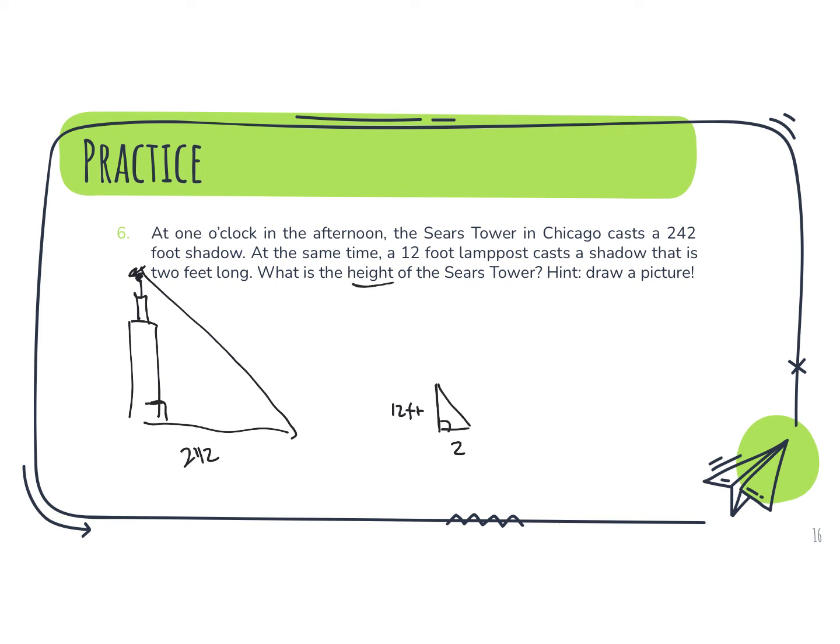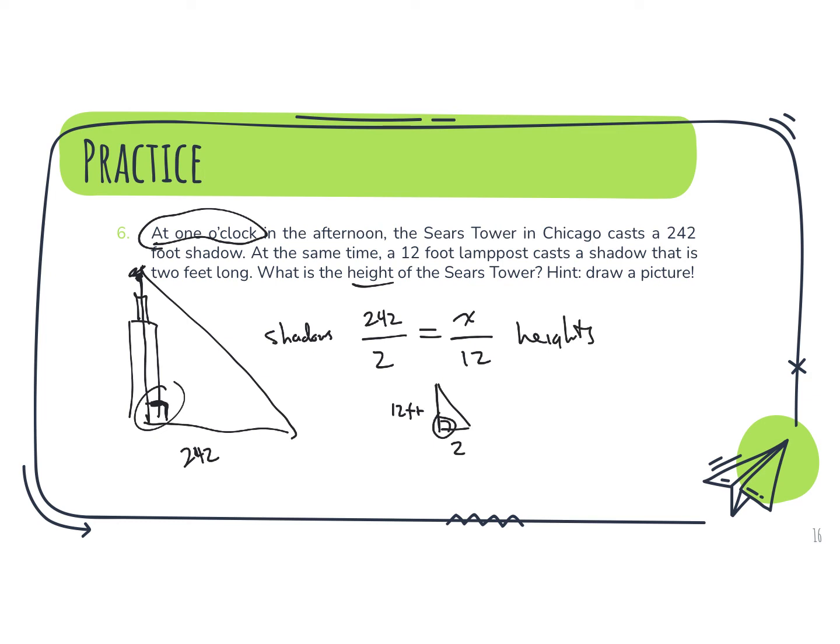Okay, so we're assuming that they're both right triangles. We're assuming that they're at the same time, so I can call the triangles similar. So now I'm going to use this fact that these are both 90. So 242 over 2, these are the shadows, equals x over 12. And this is the heights. The bottom ones, these two numbers are for the lamp, and the top two are for the tower.